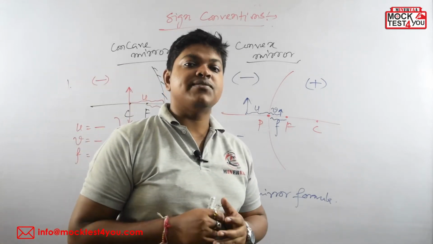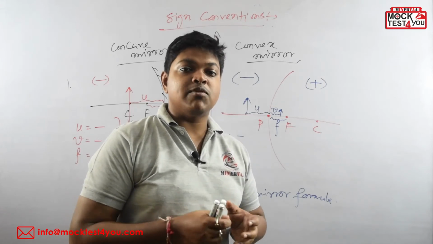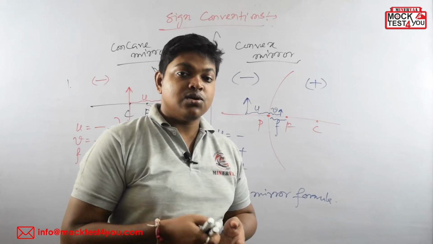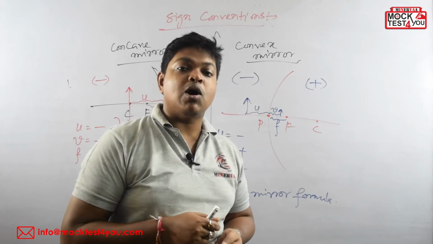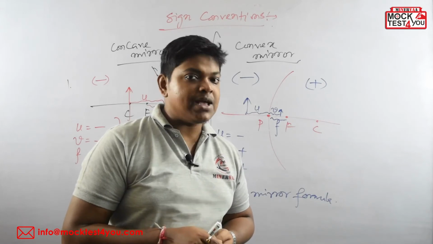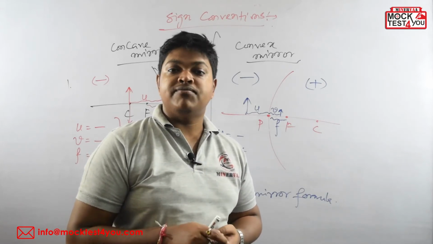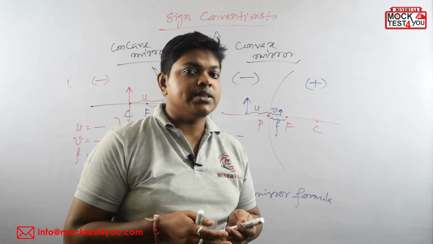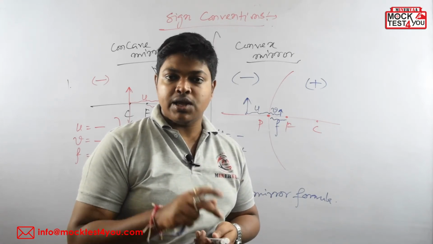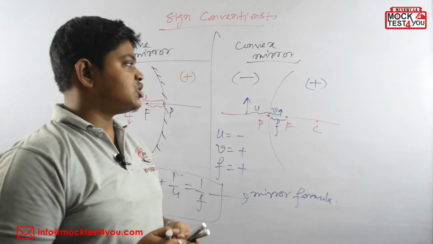Now in the case of concave mirror, we have seen that some of the images are magnified, some of the images are enlarged. Now if the height of the object is given to you and you are told to find out the image height, then how will you find out? You have to know how much magnified the image is. That means you have to know the magnification.